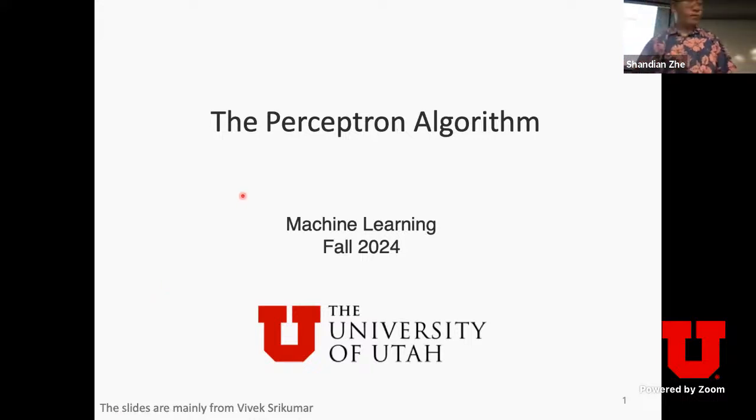Okay. So now we'll proceed to the linear classifiers. I'll wrap up the discussion about linear regression, which is relatively easy, just doing some optimization over the least mean square objective function. Now we switch to linear classifiers. The very first algorithm we want to talk about is called the perceptron algorithm.